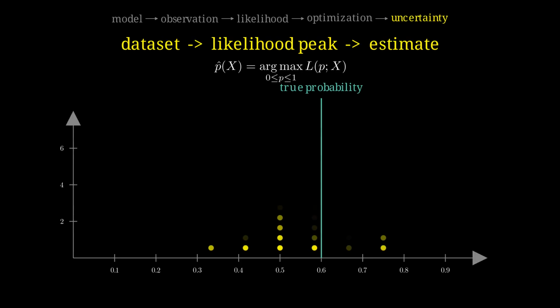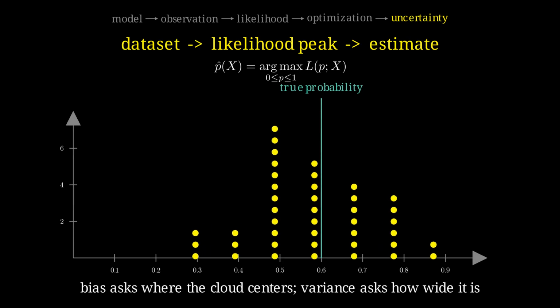Fix the true coin probability at 0.6 and generate 12 flips. Record the sample proportion, reset, and repeat. Each dataset gives a different peak. The yellow cloud is the estimator's sampling distribution across repeated datasets, not the likelihood from one dataset.